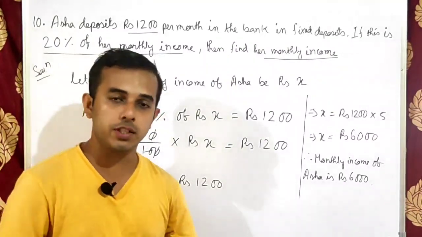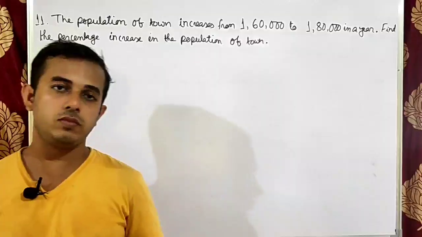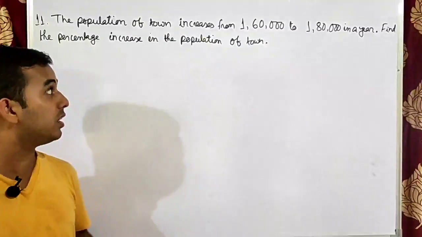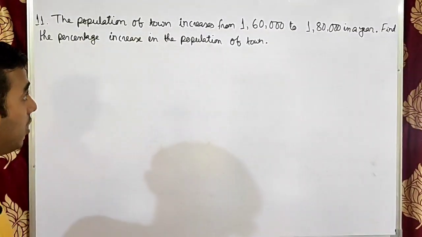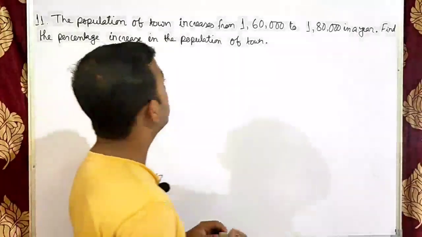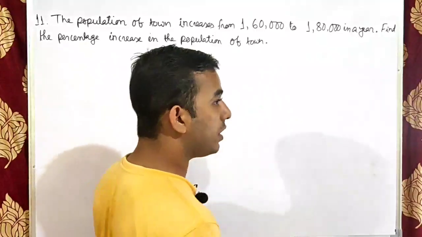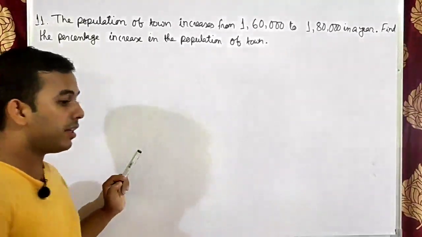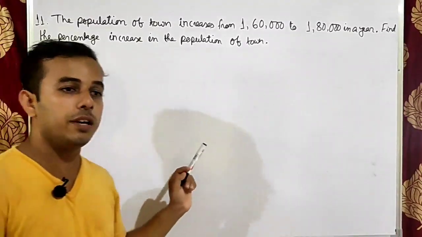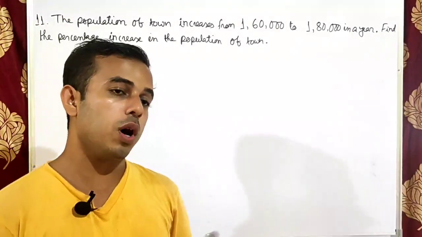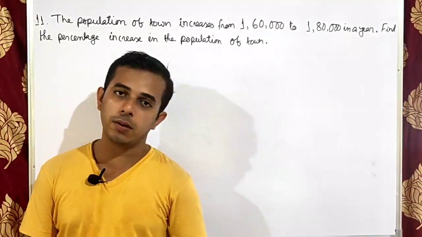So now let's move to the next question, that is question number 11. The next question is about the population of a town. Here the population increases from 1,60,000 to 1,80,000 in a year. Now we have to find the percentage increase in the population. So how can we find the percentage increase in the population?